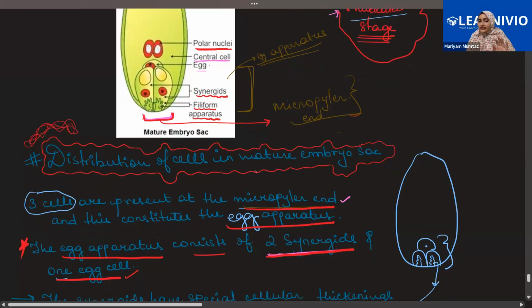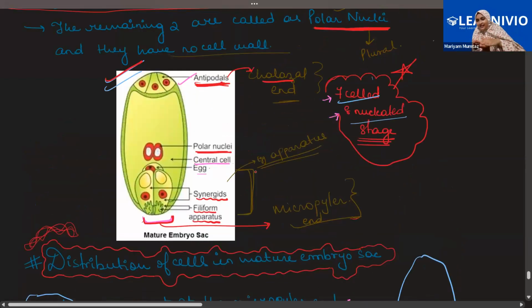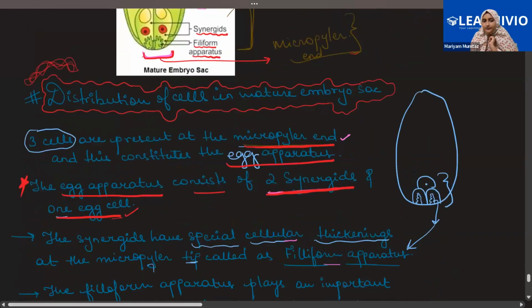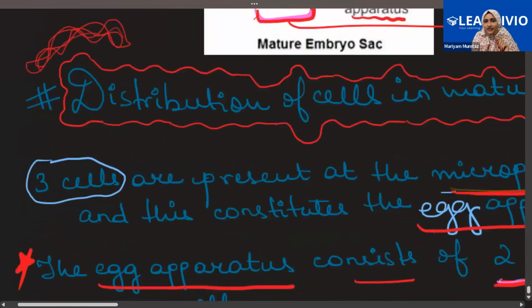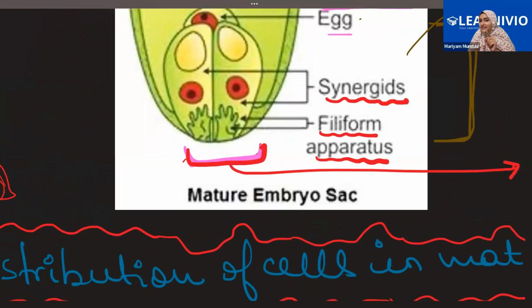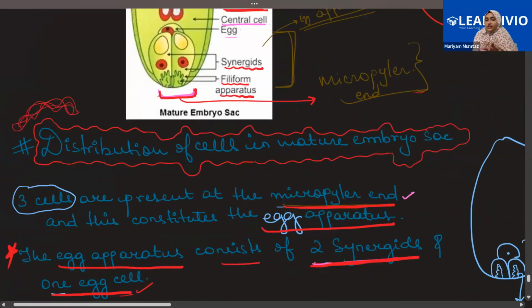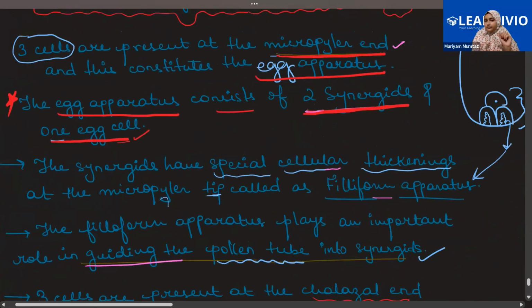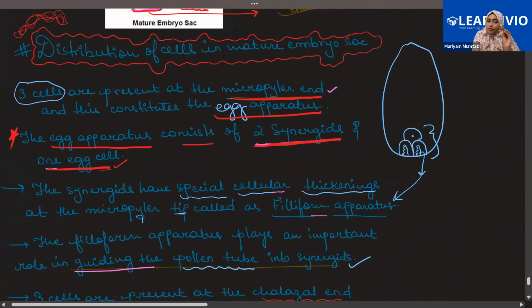Now see, the three cells present at the micropyle end, we can think this is the lower part, isn't it? But it's not. This is the top part, the bottom one. So three cells are present, out of which two are the synergids and one egg cell. Do you see in the diagram that the synergids have certain lettuce leaf looking structures? Those are known as filiform apparatus. They have a very important function: whenever the pollen tube comes, they guide the pollen tube.